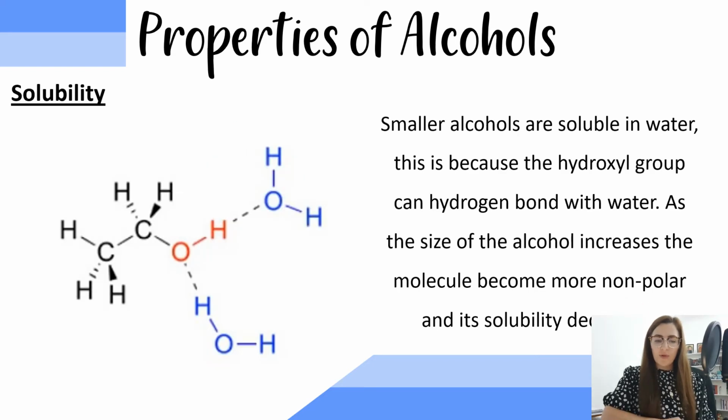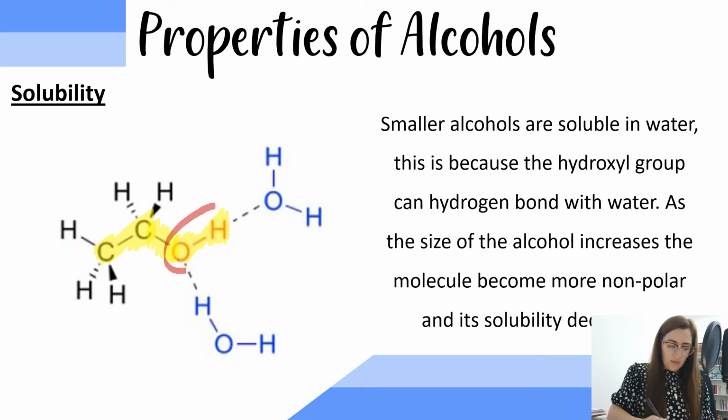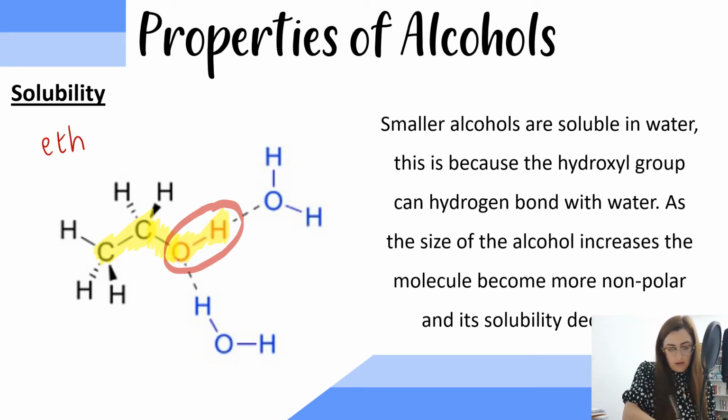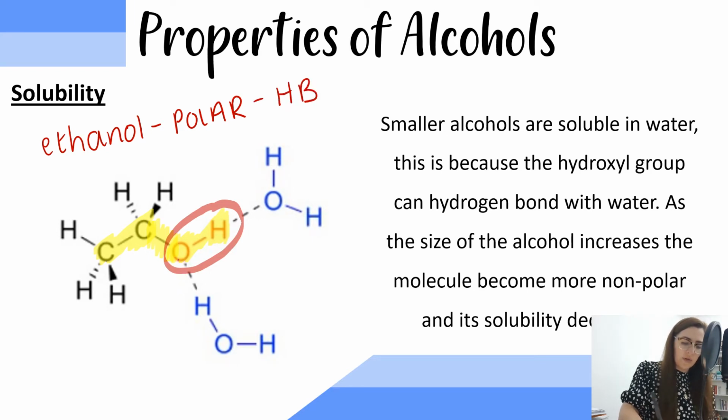The first property we're going to look at is solubility. On the diagram on the left, I have a molecule of ethanol. We've got our 2 carbons attached to a hydroxyl group. Now, because this hydroxyl group is very electronegative, it's making the molecule of ethanol very polar. So we have ethanol here, and it is polar. And we also know that it hydrogen bonds. So it will be hydrogen bonding to the water molecules that it is dissolved in.